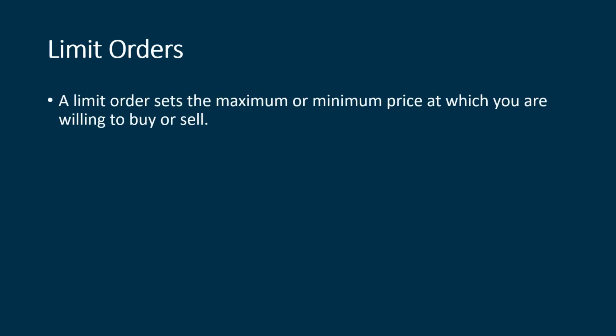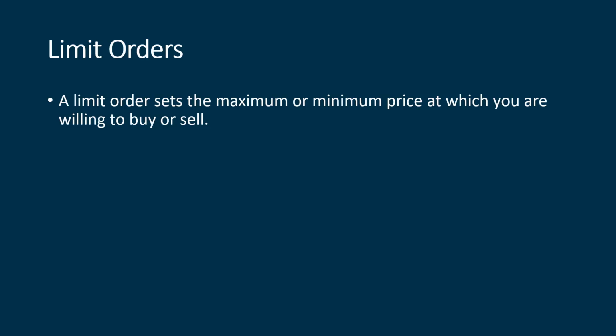Now let's talk about limit orders. A limit order sets the maximum or minimum price at which you're willing to buy or sell. If you're looking to buy, I don't want to pay anything over 10. I'm willing to pay less than 10, but nothing over 10. If you're looking to sell, I don't want to sell at anything less than 15. I'm willing to sell above 15, but I don't want to sell below 15.